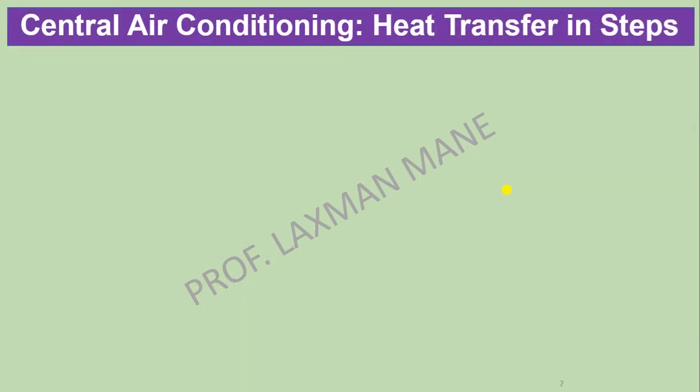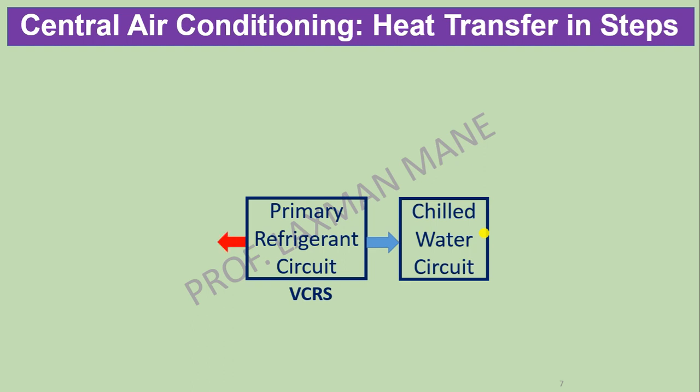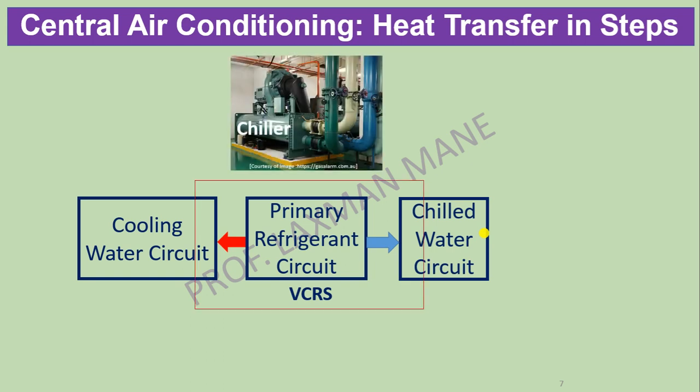Let us understand how heat transfer takes place from the room air to the atmosphere in case of central air conditioning system by using a block diagram. So here is a primary refrigerant circuit. As a vapor compression refrigeration system, it is connected to the chilled water circuit and cooling water circuit. These three together are called the mechanical device chiller.